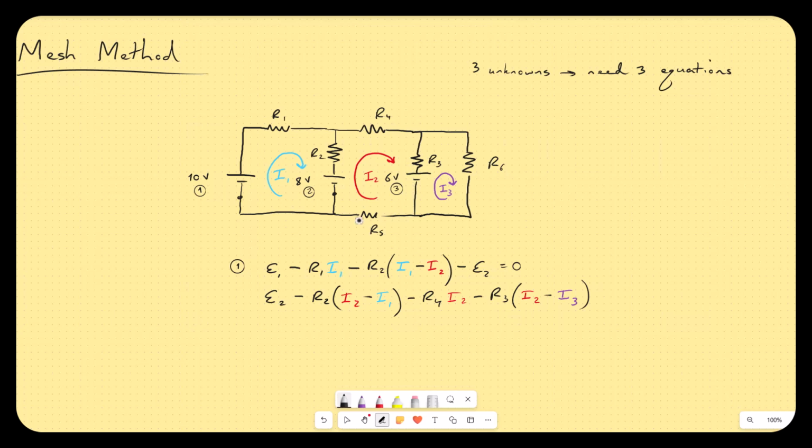I keep going, get to R5, and that is with my loop, so minus R5 times I2, and I am right back to the start, so it equals 0. There's a second equation. And then for the third equation, I'm going to do this loop on the end. I'm going to start here and start moving up, so I've got E3, minus R3, and R3 has a couple of things going on. It's got I3 going in the direction I'm moving, and it's got I2 opposing me.